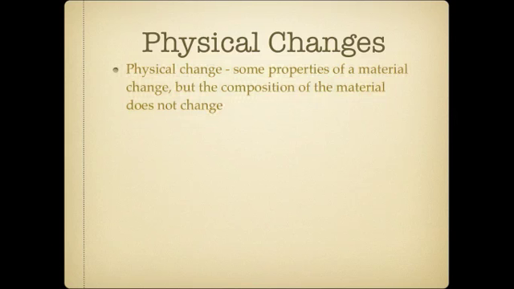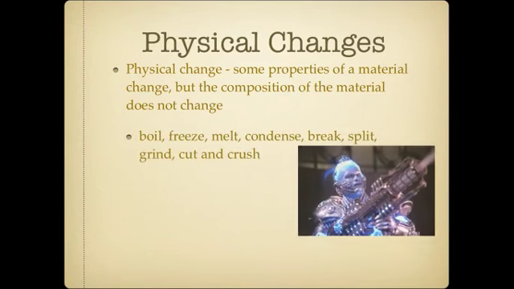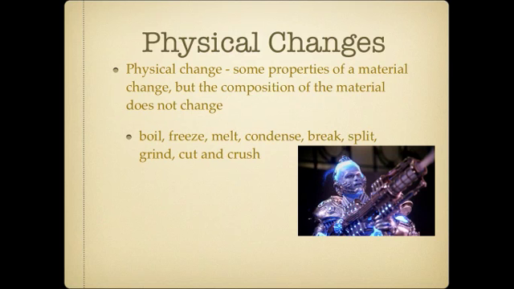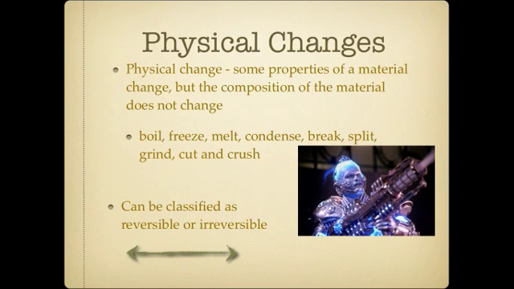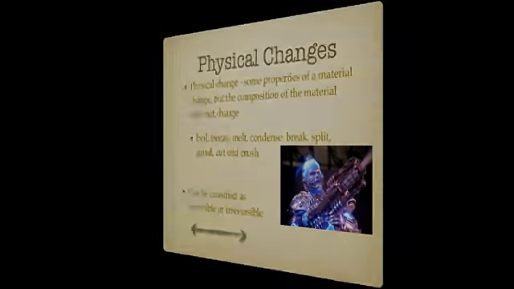A physical change is a change where we change the properties but not the composition. So we might boil something, freeze something, melt, condense, break, split, grind, cut, crush. Notice a lot of these are action verbs. So when we do those things, those tend to be physical changes. And they can be considered reversible or irreversible. For instance, I can boil something and then I can melt it. That's reversible. On the other hand, if I take a piece of paper and I cut it, I can't uncut it later. So there are some things that can be reversible, some things that can't be reversible.